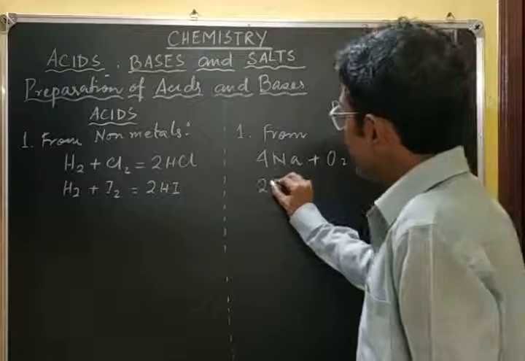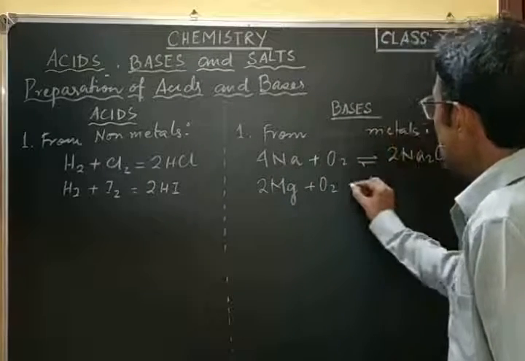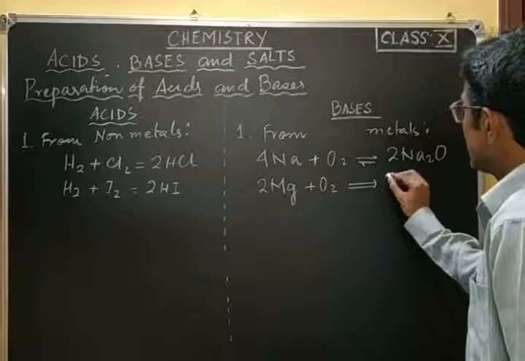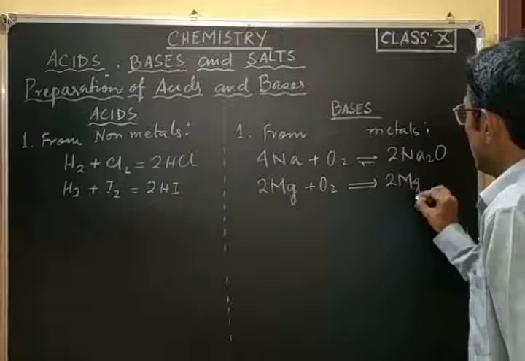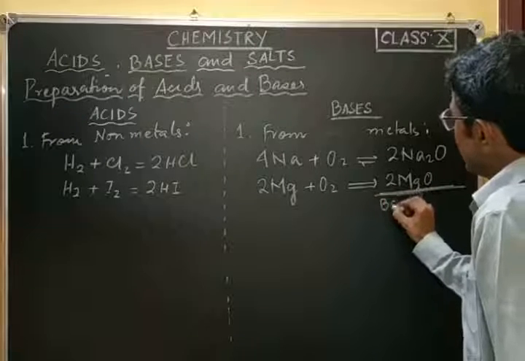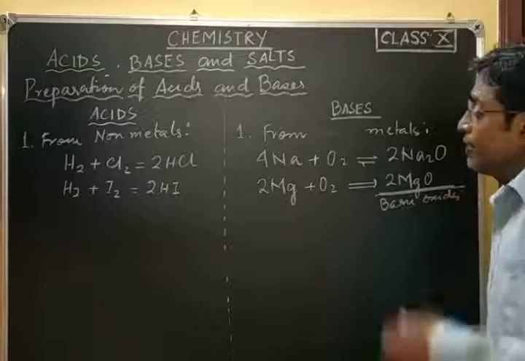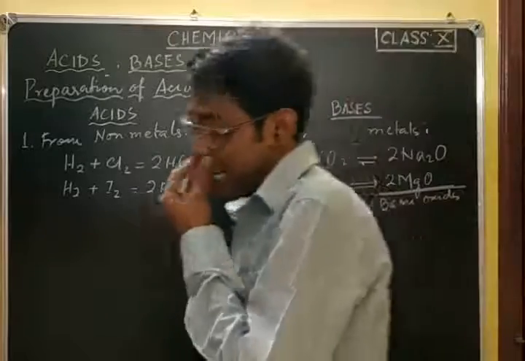Similarly, I can write magnesium plus oxygen, they produce, you can write the balanced equation, 2MgO. All these metallic oxides are basic in nature, basic oxides, remember. So this is the first preparation of acid and base.